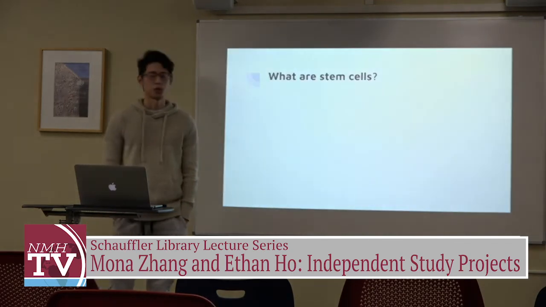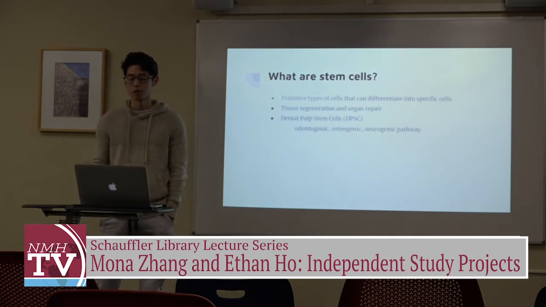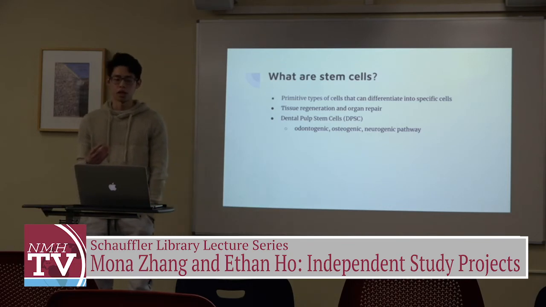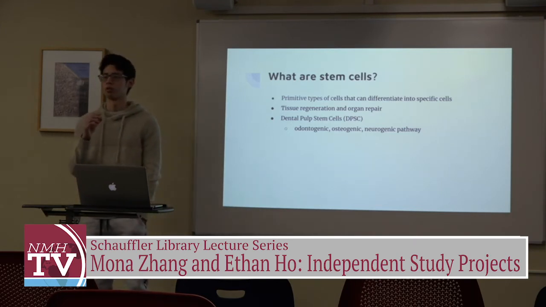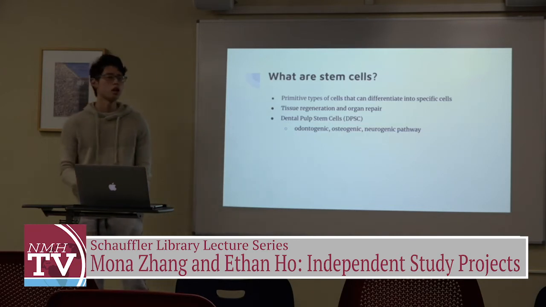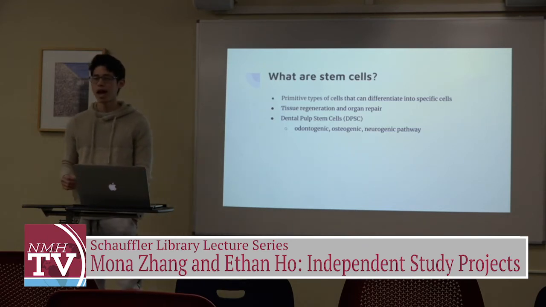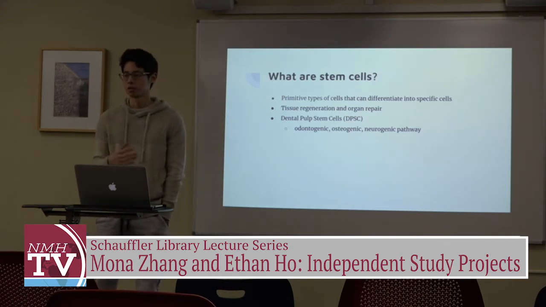So I guess the most essential question in my project is, what are stem cells? Stem cells are a primitive type of cell that can differentiate into specific kinds of cells. Primitive meaning that it's kind of like a cell, but it only consists of a nucleus and other more essential organelles. It can differentiate into specific cells like muscle cells and nerve cells. And this differentiation happens because of its surroundings and environmental influences.